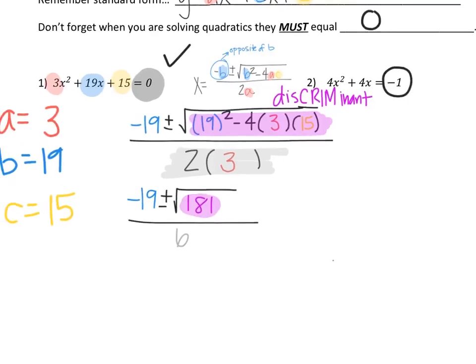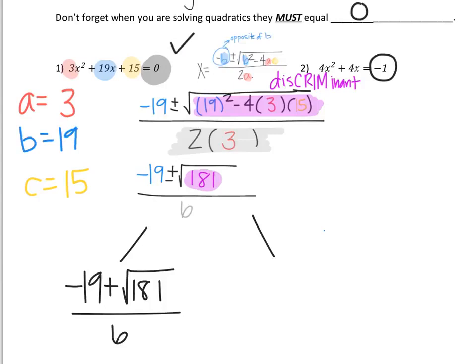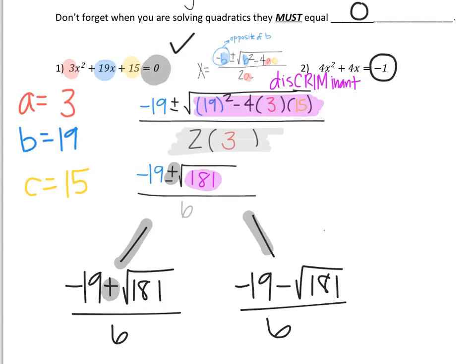So really, I can write my answer as 2 answers. My first answer would be negative 19 plus the square root of 181, divided by 6. And my second answer would be negative 19 minus the square root of 181, divided by 6. Because remember, this plus minus symbol meant that we had 2 answers, that one time we added and one time we subtracted. But other than that, everything is exactly the same. So these are my 2 answers.